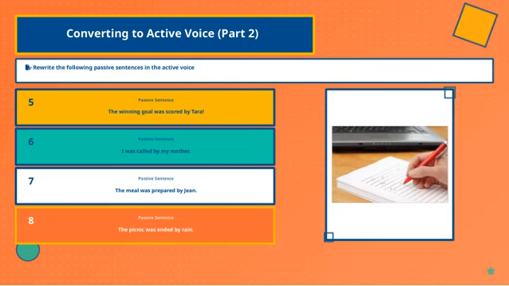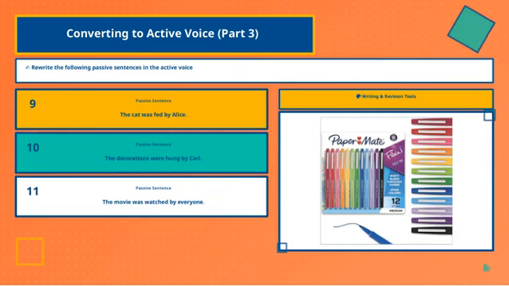This is an essential skill for effective writing and communication, aligning with our overall theme of making our language more powerful and precise. Now let's look at some more examples of converting passive sentences into active voice. Here we have the sentence, "The decorations were hung by Carl." To make this active, we focus on who did the action, in this case, Carl. So the active version becomes, "Carl hung the decorations."